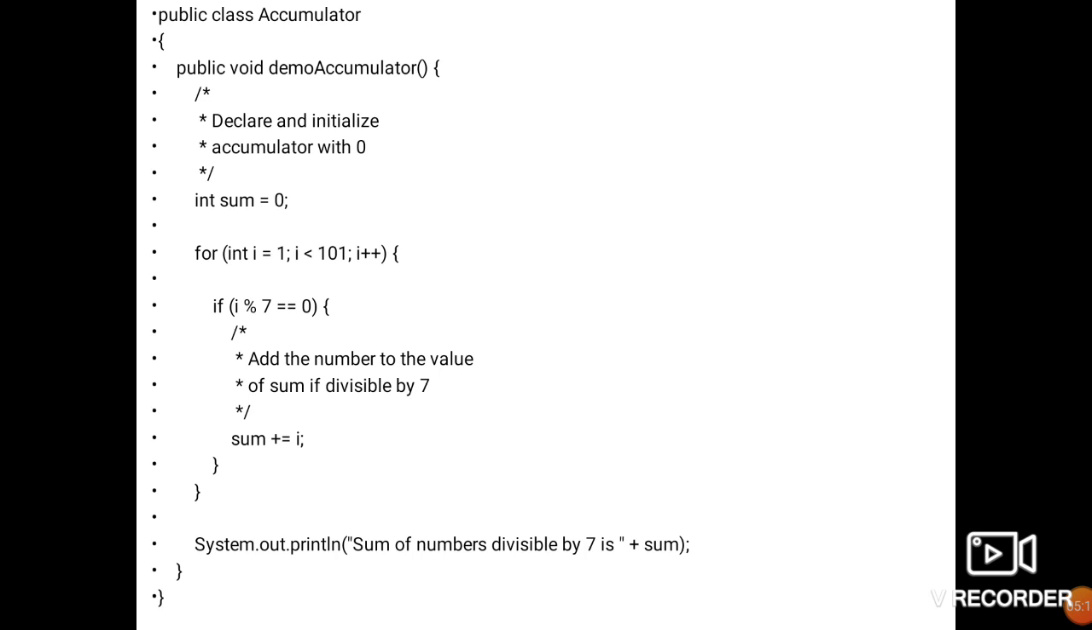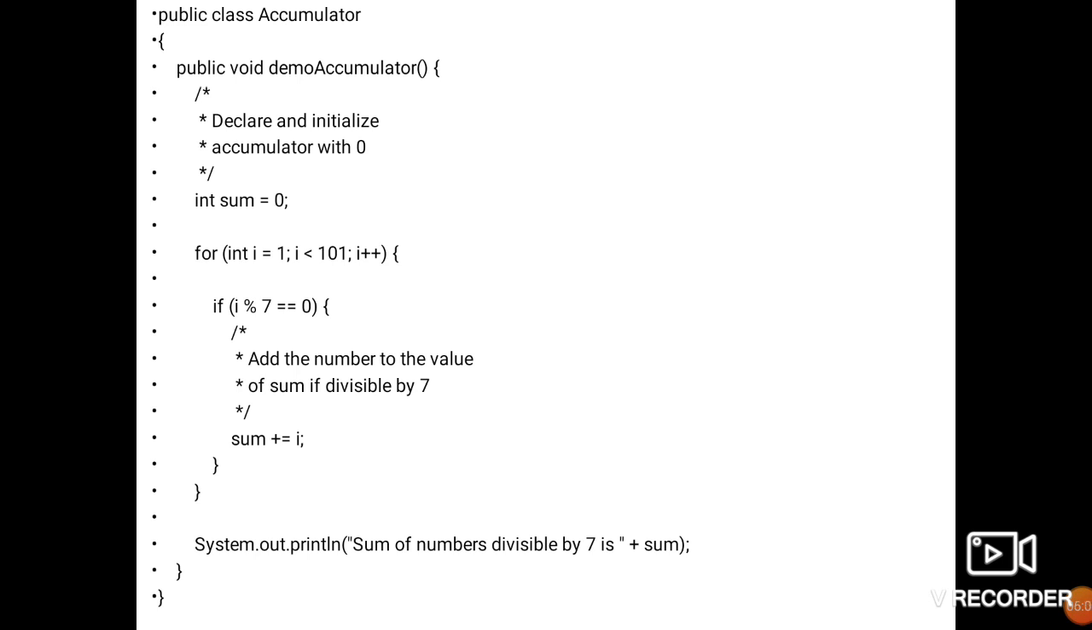Now just see this program. Public class Accumulator, public void demoAccumulator, int sum = 0. Now here in place of count we have declared a variable sum = 0. For int i = 1, i less than or equal to 100, i++. It means the for loop will initialize from 1 to 100. And if the number generated from i is divisible by 7 and the remainder is 0, then it will just add that number to sum, that is sum = sum + i.